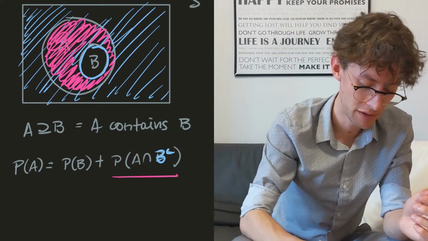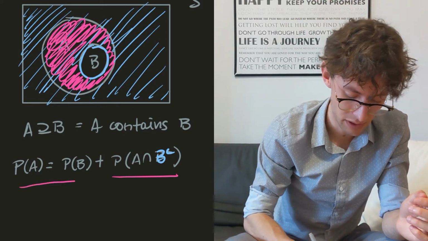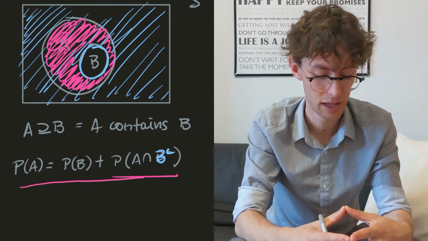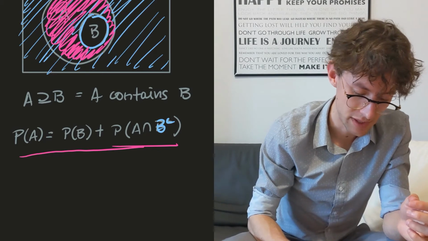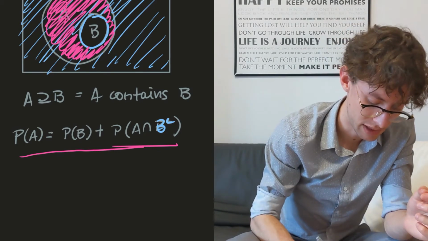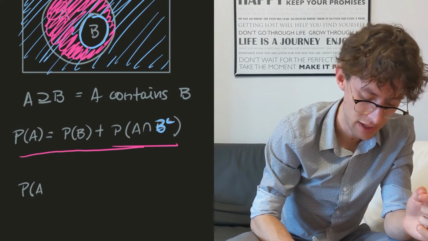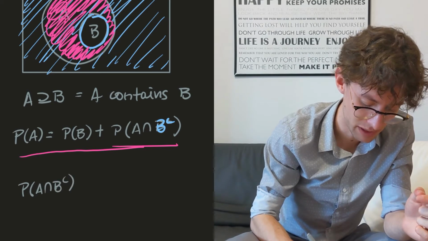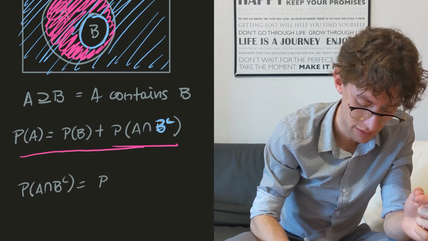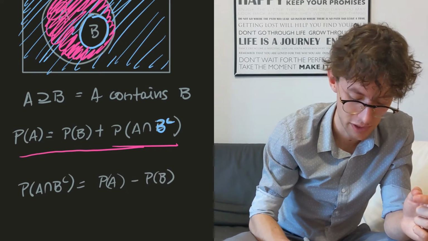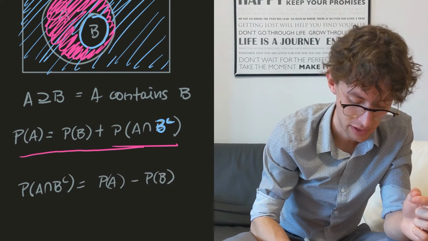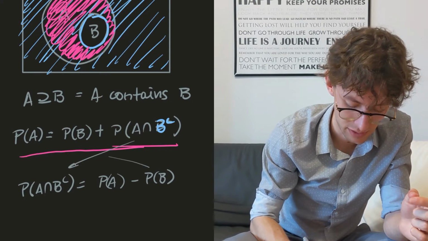So then the probability of A is equal to the probability of B plus the probability of A intersect B complement. And at the same time, from this equation, we can then derive that the probability of A intersect B complement is equal to the probability of A minus the probability of B. I'm just rearranging things here. So this guy goes over here, this guy goes over here with a minus sign.